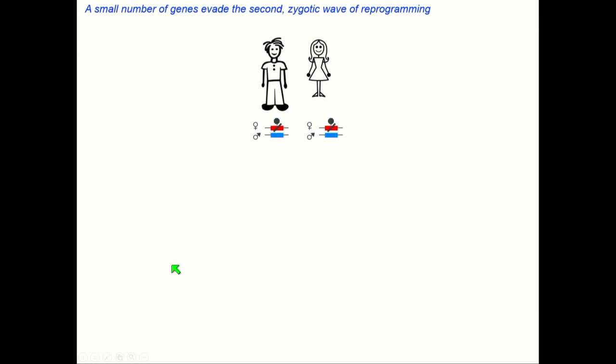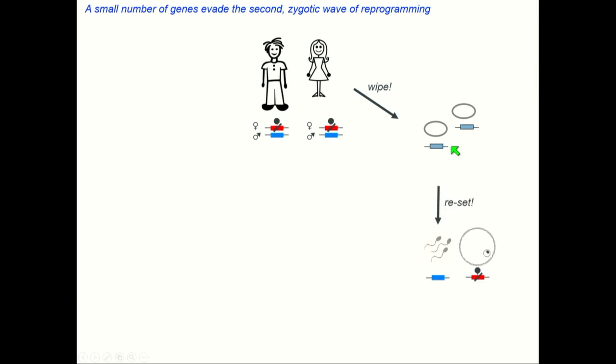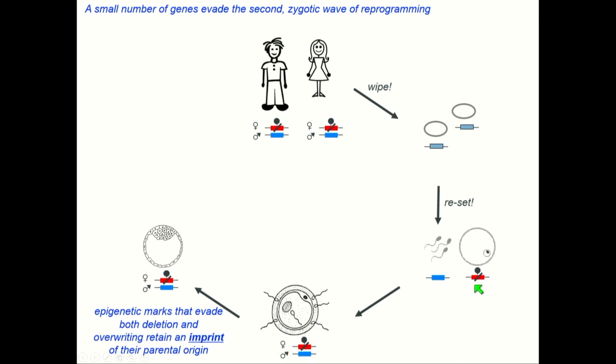Right, so now a small number of genes evade the second wave of reprogramming. So what happens is a small number of genes in the germ cells. The whole genome is obviously, it has epigenetic wiping and resetting. Some genes will be expressed in the sperm and not in the egg, or vice versa. And then in the zygote, these two are recombined, the two genomes are recombined, and then some epigenetic marks during the zygotic wave of reprogramming evade both the deletion, the wiping, and any subsequent resetting. And they simply don't change thereafter.